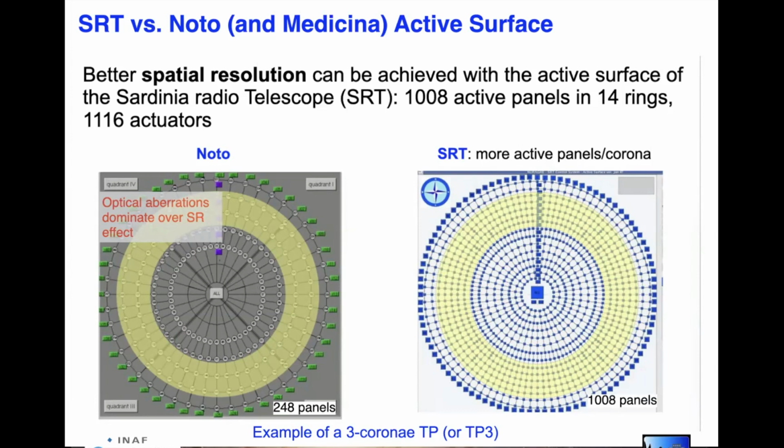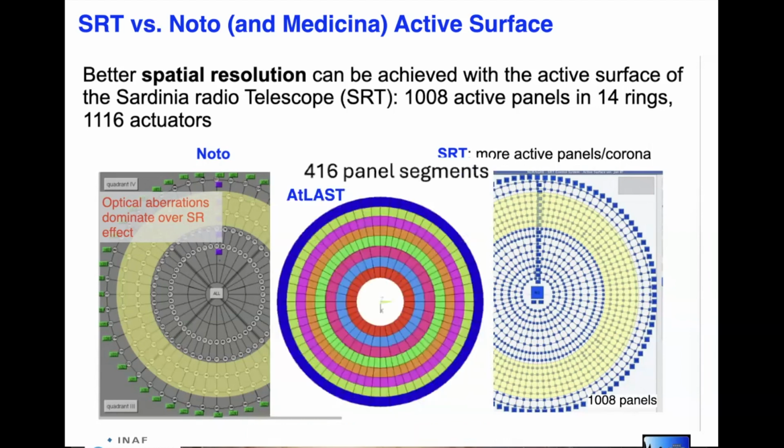As a matter of fact, our electromagnetic simulations in the past show that this method would work on the SRT, but it cannot work for the Noto surface. And it is interesting to see where the AtLAST active surface stands here, because with its over 100 panels, it is in between the Noto and the SRT. So whether this method could in principle be applied to AtLAST is really something that should be carefully studied.